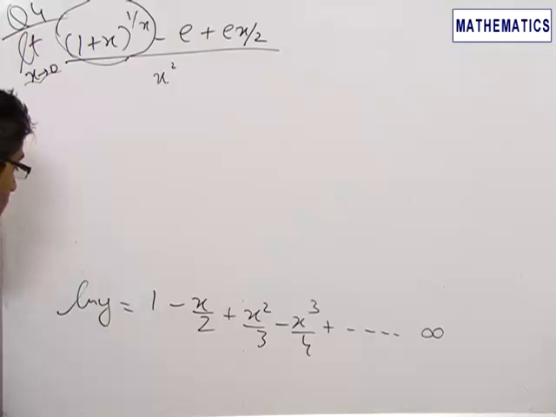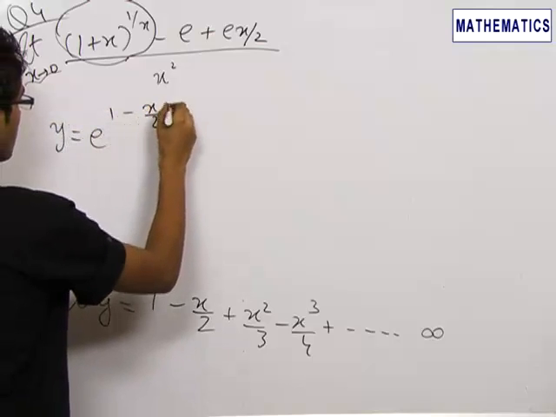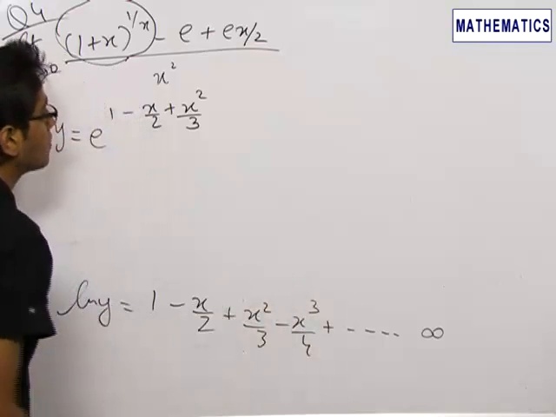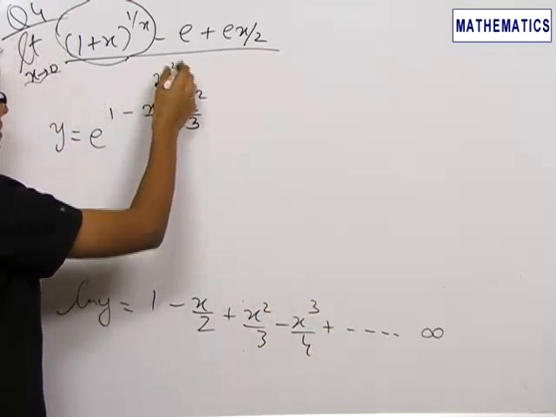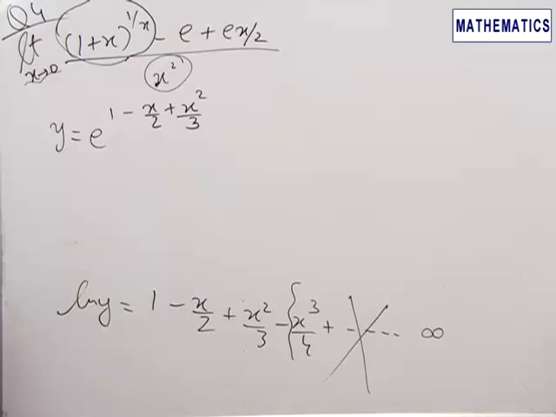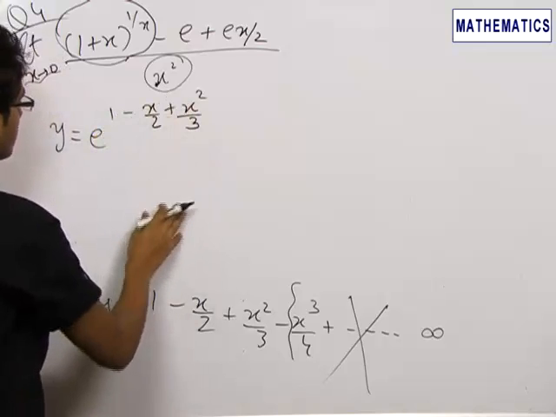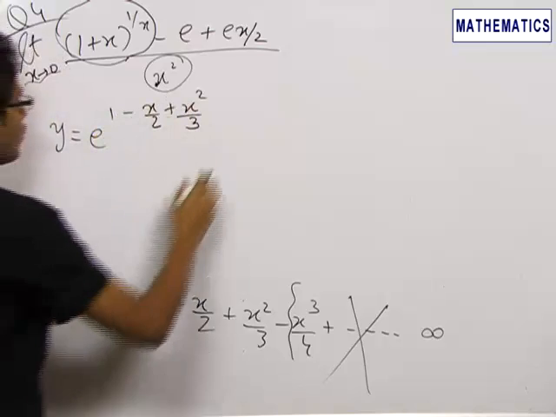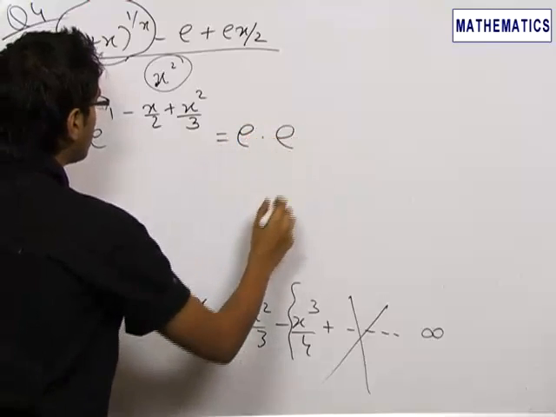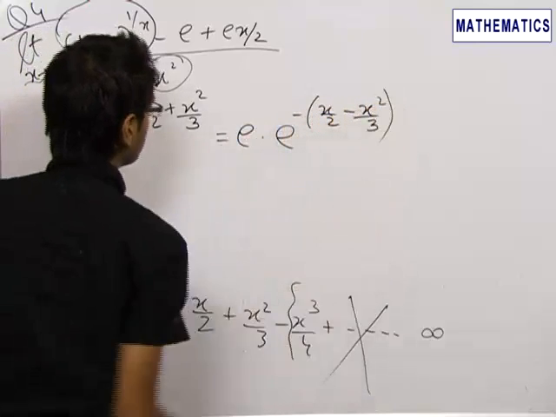So y will be equal to e^(1 − x/2 + x²/3). Now we need not take the rest of the powers, since the highest power of x in the denominator is 2. So the rest of the powers are useless for us. So we just take y equals e into e^(−x/2 + x²/3). Now we again try to simplify this term. We write it as e into e^(−x/2 + x²/3).